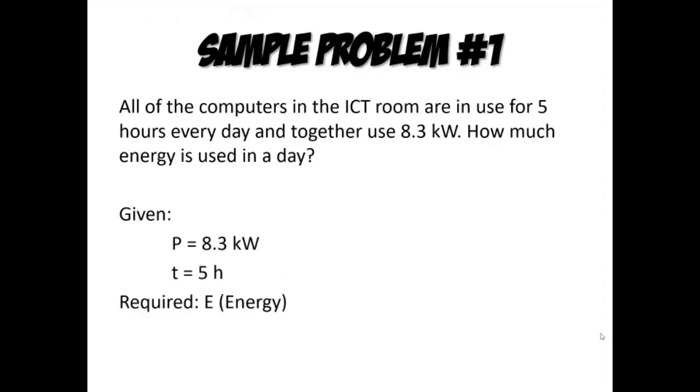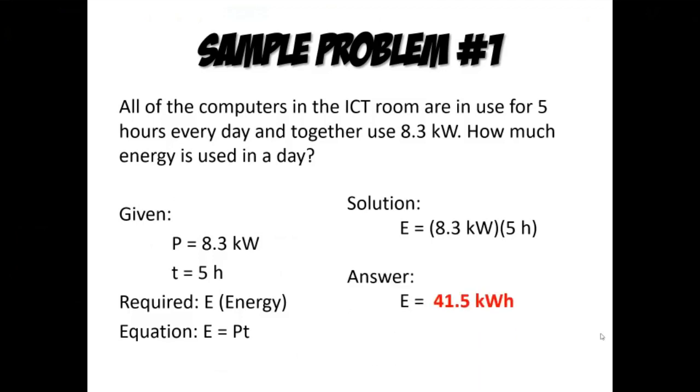The required is the energy used, and the equation is E equals PT. So, we multiply the power and the time: 8.3 kilowatts times 5 hours. The answer is 41.5 kilowatt hours. That simple. We combine the units kilowatt and hour.